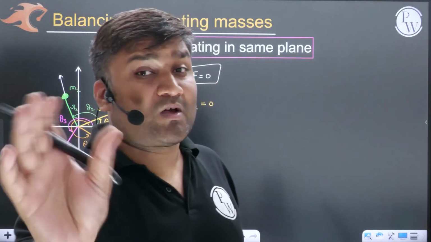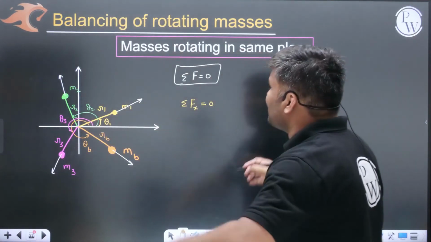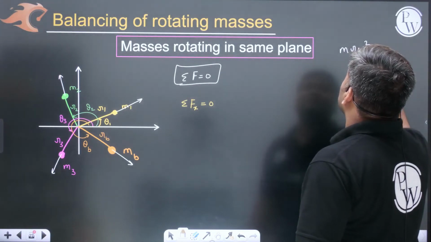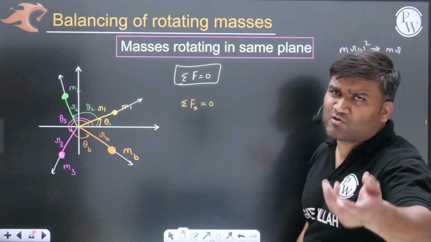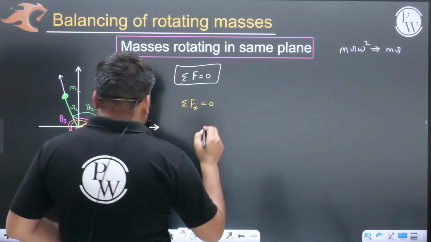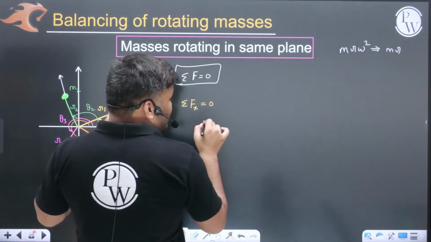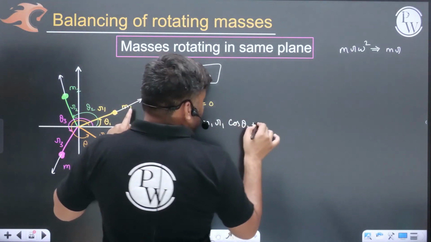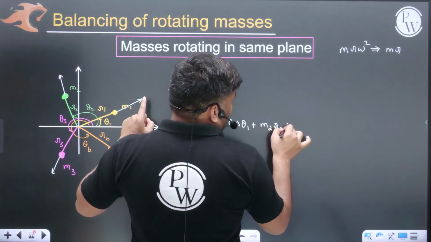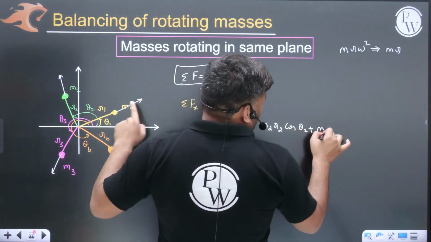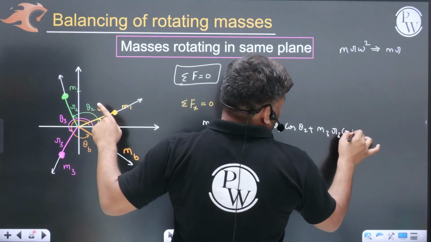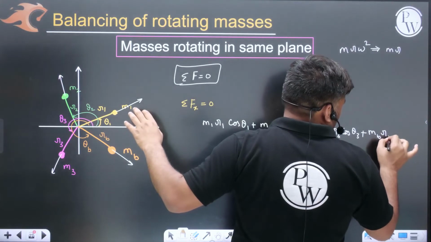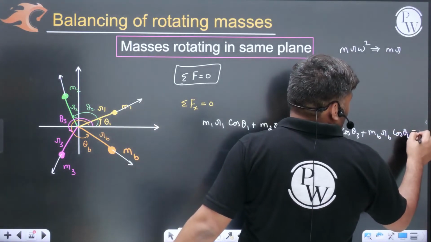So I'm not representing the omega square terms here, just to save my time. Normally force is m r omega square, but I will represent this by m r only, because omega square is anyway going to cancel out. I can write m1 r1 cos theta 1 plus m2 r2 cos theta 2 plus m3 r3 cos theta 3 plus all the cos components, mb rb cos theta b. All this summation will become 0.